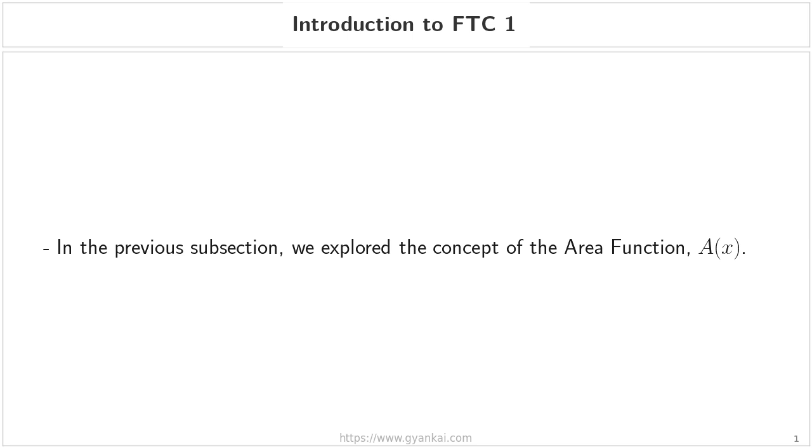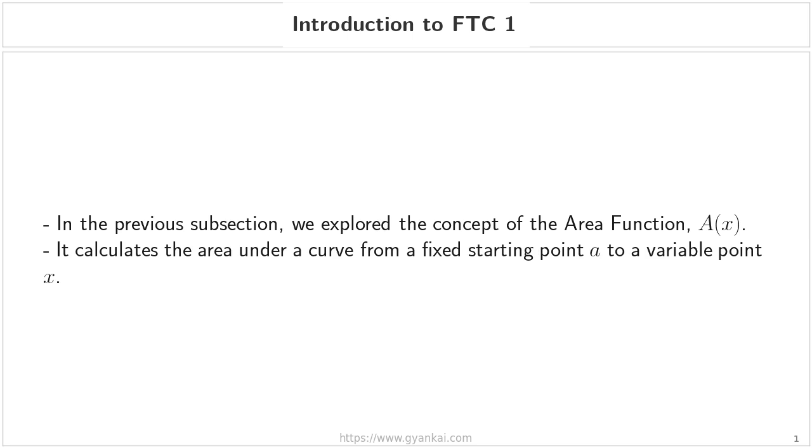Now, remember in what we covered just before this, we were looking at something called the area function, which we denoted as A of x. This function essentially calculates the area bounded by a curve, the x-axis, and two vertical lines. One of those lines is fixed at a point we call a, and the other is at a point that varies, which we call x. So, as x changes, the area under the curve changes, and A of x keeps track of that changing area.